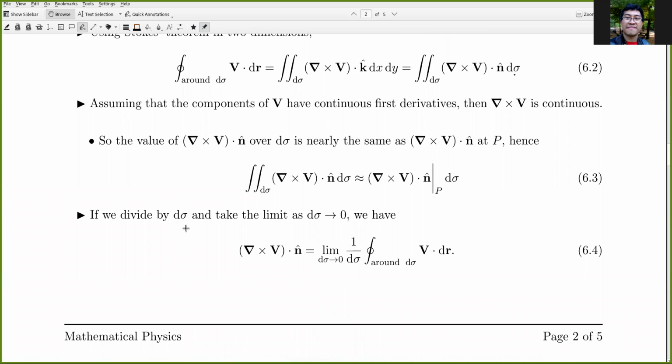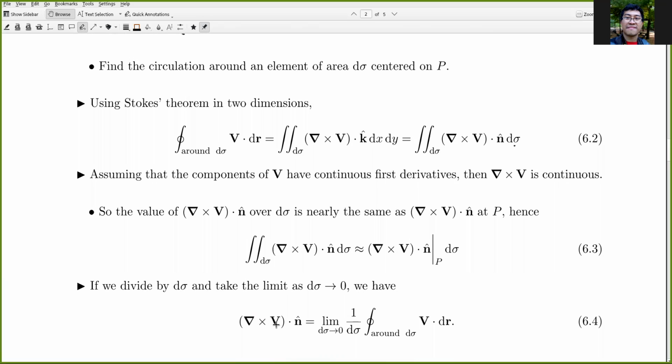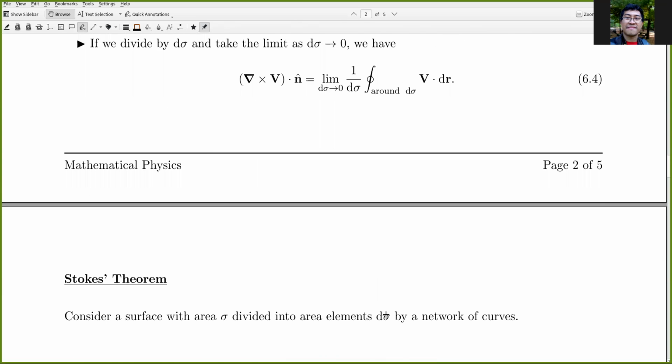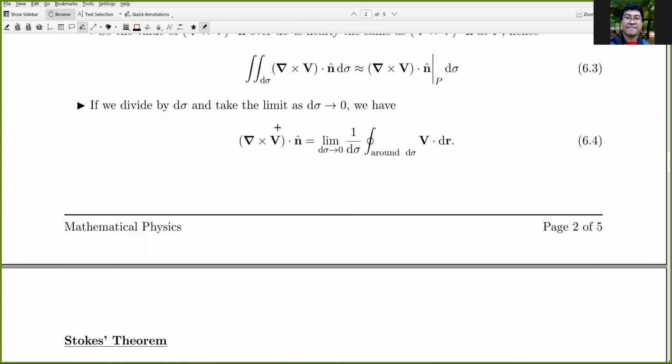Okay, if we divide by d sigma and take the limit as d sigma approaches 0, we have that del cross V dot N equals the limit as d sigma approaches 0 of the line integral here. Basically telling us that we can define our curl and its component towards the direction of N as a limit of this expression.